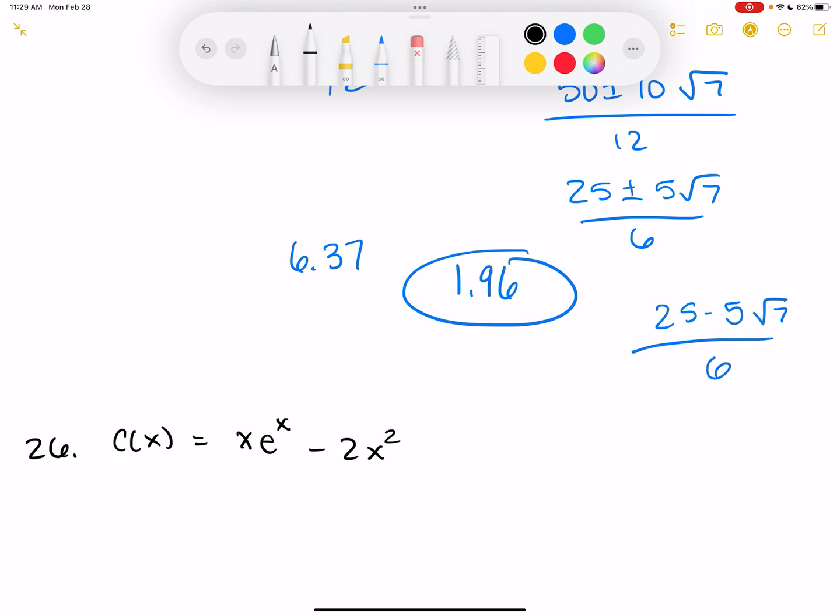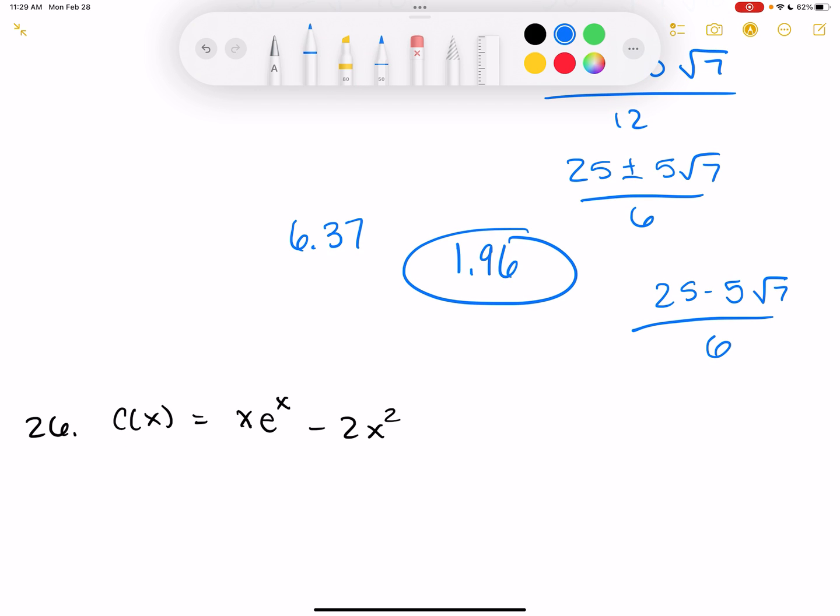Yes, it is a product rule. So, what does that product rule give us? e to the x plus x e to the x. And then what's the second part? Minus 4x. Okay, so this is marginal cost.